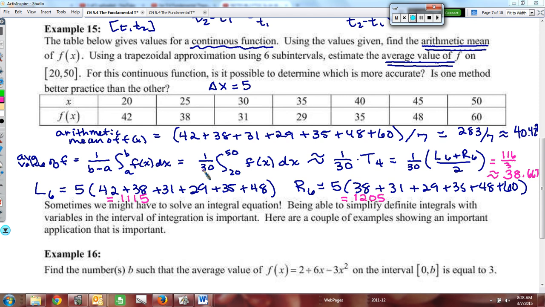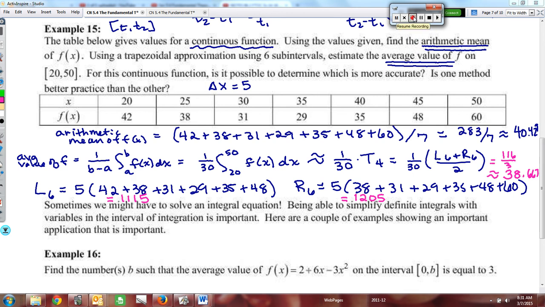But if I had to guess which one would be more accurate, I would go with the trapezoidal rule and the trapezoidal approximation. And then is one method better practice than the other? I would definitely use the trapezoid because on the AP test, that's the one that you're going to be using the most.